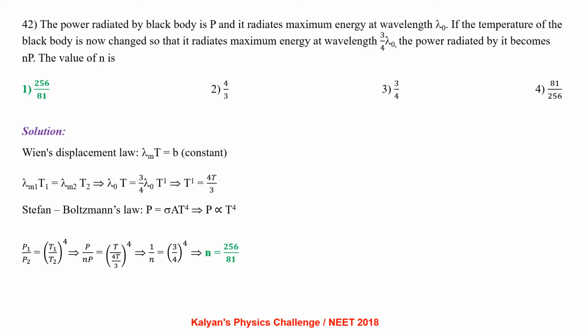Now apply Stefan Boltzmann's law, P equal to sigma A T power 4, where sigma is Stefan Boltzmann's constant, A is the surface area and T is the absolute temperature. Taking the ratio P1 by P2 equal to T1 by T2 whole power 4. By substituting the values, we get N equal to 256 by 81.